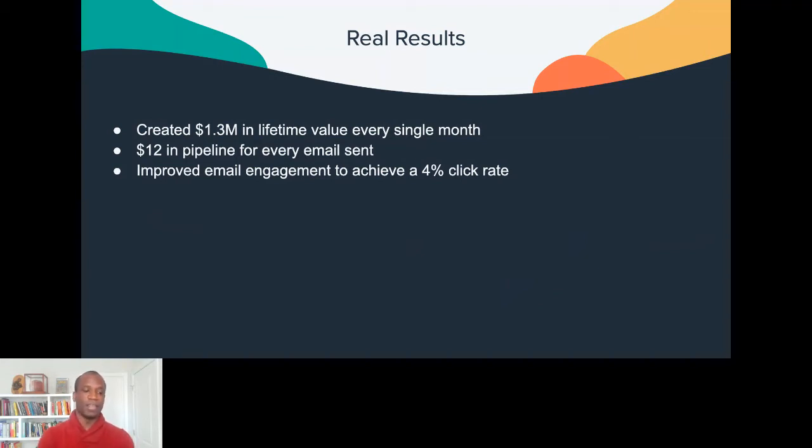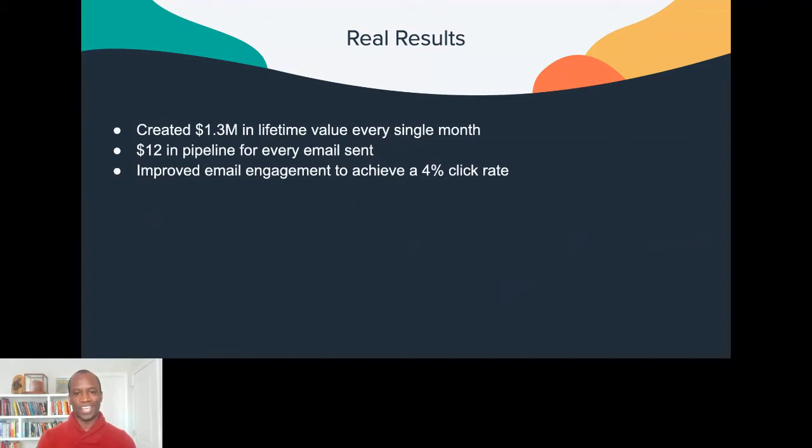And what this system has done, I've seen it create $1.3 million in lifetime value every single month, like clockwork. That's huge. A lot of that is not because we're generating a huge number of leads. It's that we're making huge value out of every single lead coming in. They're always getting worked, staying in the cycle, and we're running them around time after time. I've also seen it create $12 in pipeline for every single email sent. This was one of the most interesting data points when I was diving into our own data. Imagine sending an email knowing that, like clockwork, every single one is going to generate $12 in pipeline. That's huge efficiency.